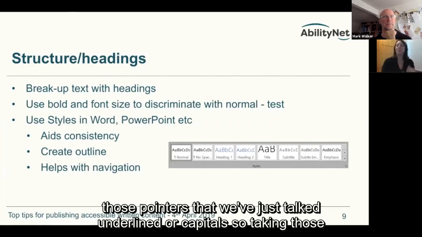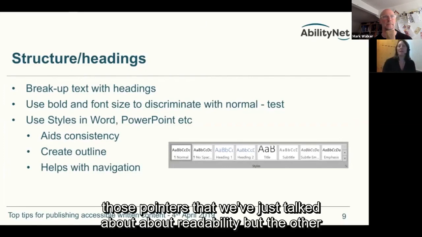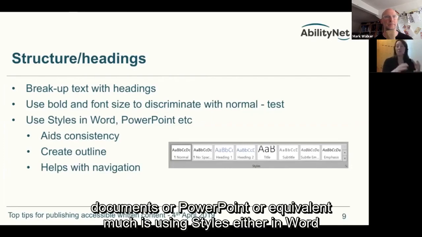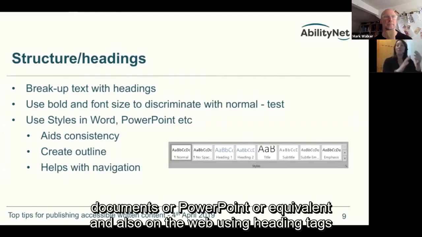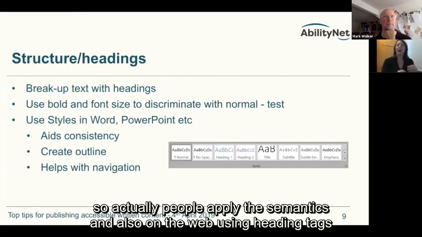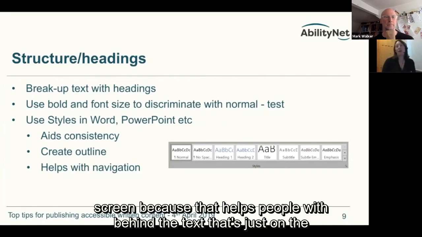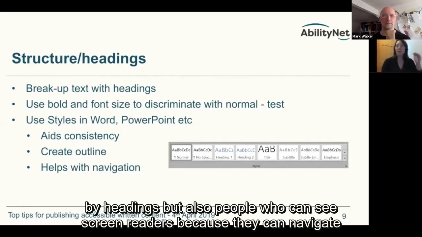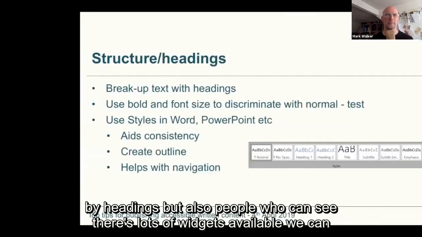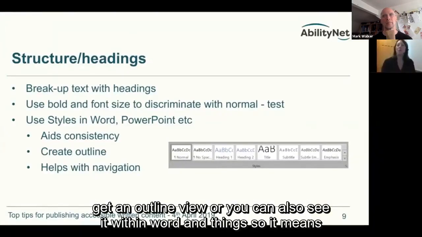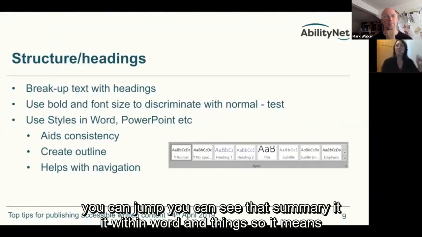So taking those pointers that we've just talked about, readability. But the other critical factor, and one we really still see so much, is using styles either in Word documents or PowerPoint or equivalent, and also on the web using heading tags to actually apply the semantics behind the text that's just on the screen, because that helps people with screen readers because they can navigate by headings, but also people who can see. There's lots of widgets available where you can get an outline view, or you can also see it within Word and things. So it means that you can jump, you can see that summary.